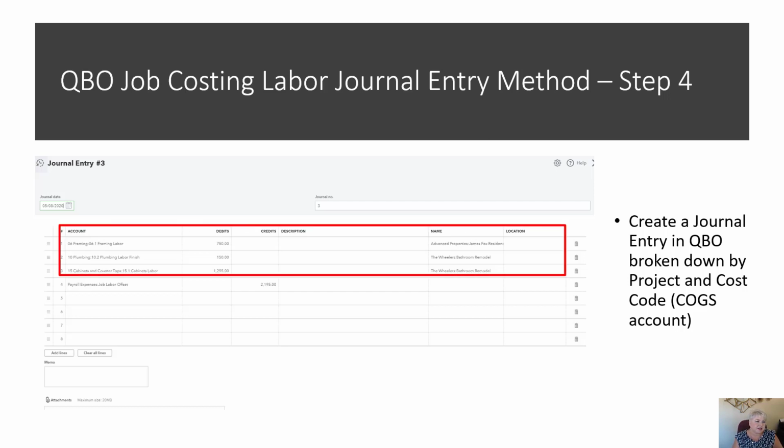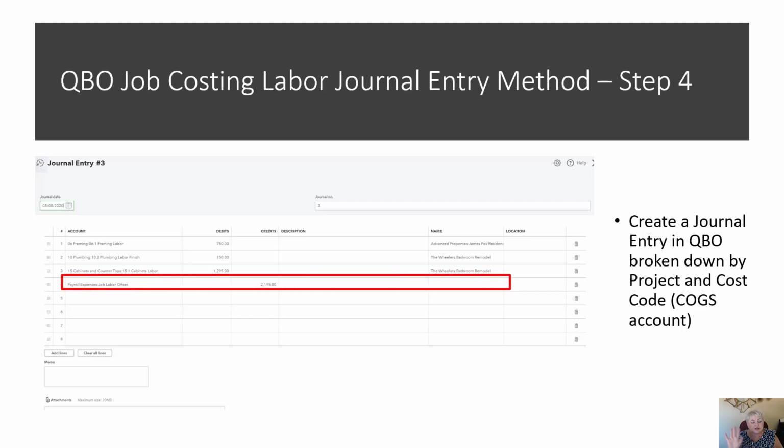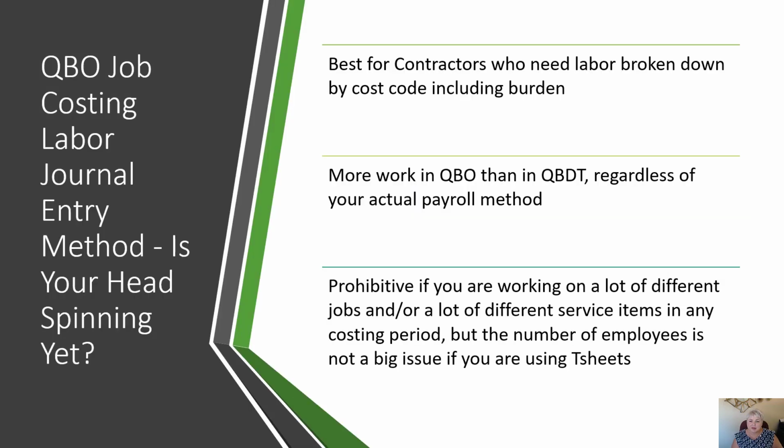You'll be debiting the cost of goods sold account for each one of your cost codes, and then you're going to use an item that I have under payroll expenses called job labor offset. Again, a lot more details in my training, but this is essentially what your journal entry will look like, with one line for each cost code and project. Your head might be spinning a bit.